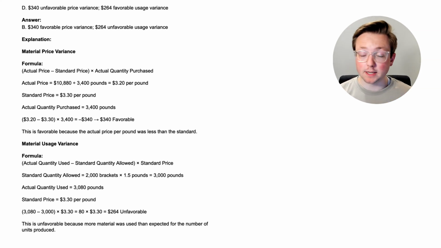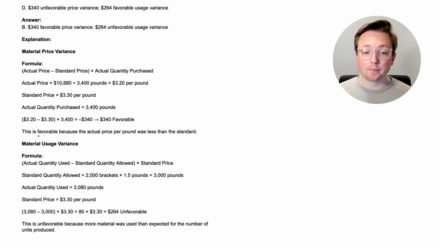Then there's the standard price, which is what they typically expect. That's $3.30 per pound. And then the actual quantity purchased, we already know that, 3,400 pounds. So now to be able to figure out the material price variance, we take the actual price less the standard price, so $3.20 less $3.30, multiply it by 3,400, and that gives you negative $340, which is actually favorable.